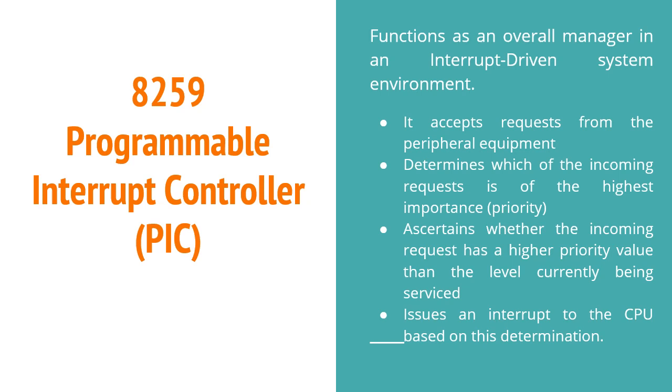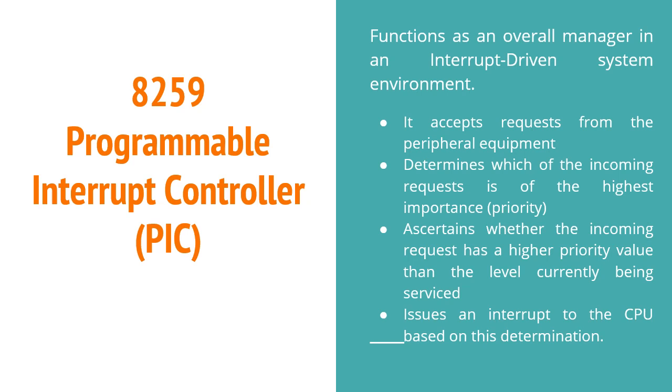Now this 8259 programmable interrupt controller is one such controller that helps 8086 to take care of the various interrupts. That is, if there are multiple interrupts coming, then the programmable interrupt controller will take care of it. The 8259 programmable interrupt controller functions as an overall manager in an interrupt-driven system environment.